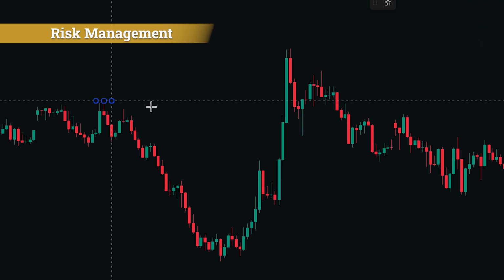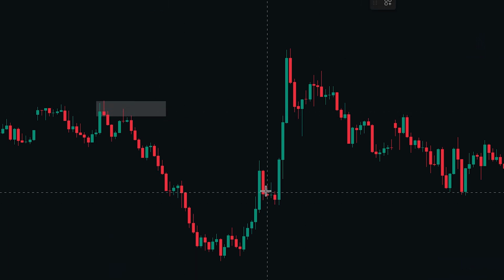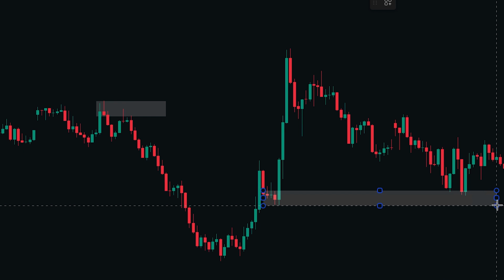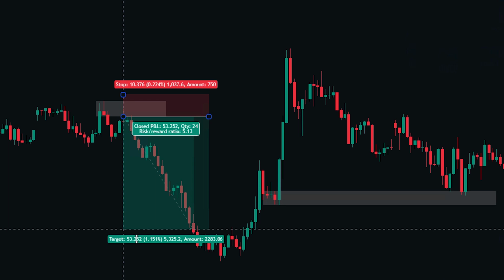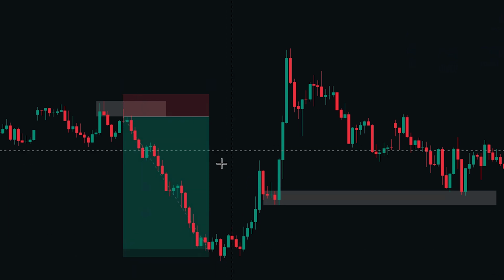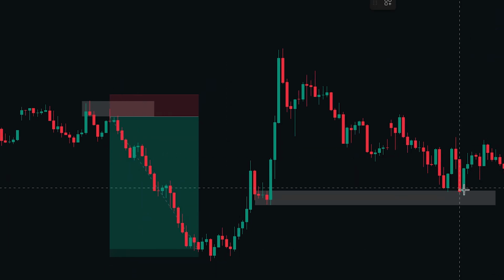Risk management. One more important thing. Never rely only on order blocks. Always combine them with market structure, trend direction, liquidity, volume, and proper risk management. Even the best setups fail sometimes. Professional trading is not about winning every trade. It's about managing risk and staying profitable long term.